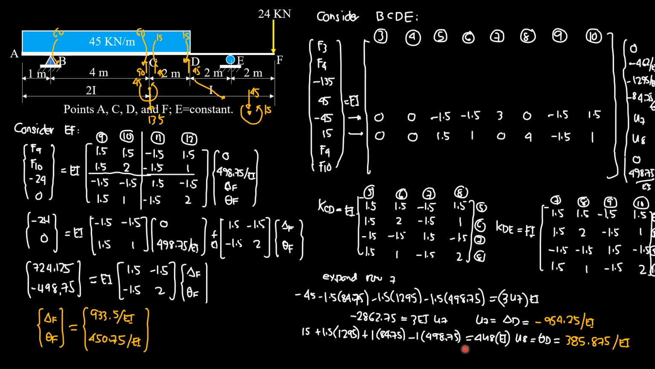Then finally we can solve U sub 8, which is theta D, and it is 385.875 over EI. So that's it for this video. It's very lengthy now. So I hope that you were able to, especially students in matrix structural analysis, you're able to follow the explanations and the solutions.